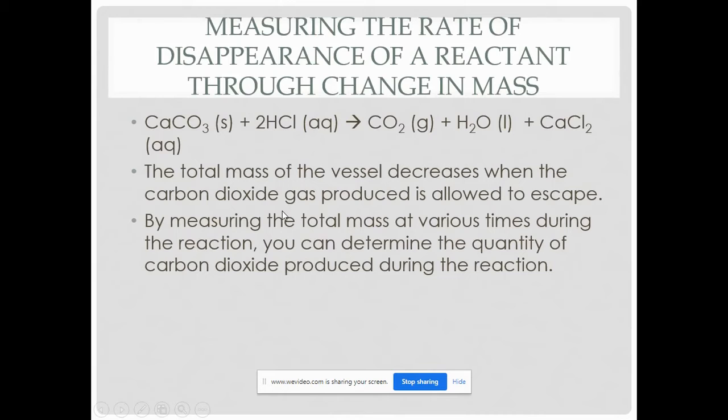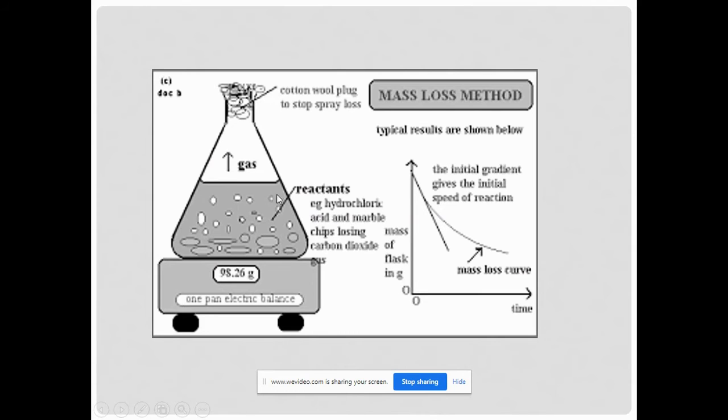So basically, as the time of this reaction keeps going, the mass is obviously decreasing because the gas is escaping. So here it shows you this reaction happening, calcium carbonate with hydrochloric acid, and in this case, the gas is being held in here. But anyways, the mass is decreasing over time, and you can measure that using this graph, and you can measure the rate of the reaction here. And we'll talk about that in a second, how to measure the rate of the reaction using this graph.